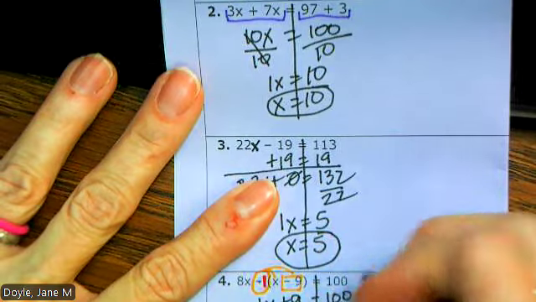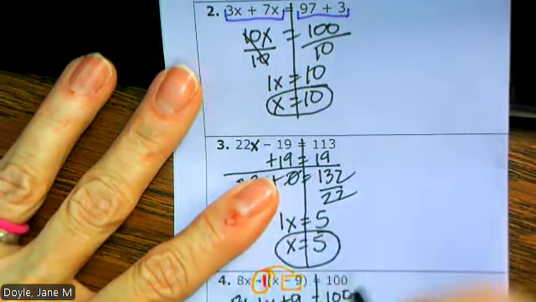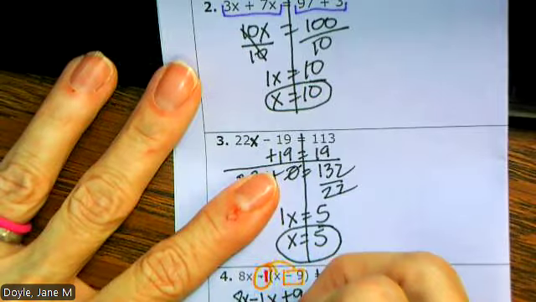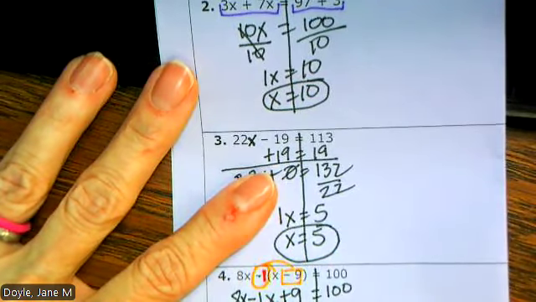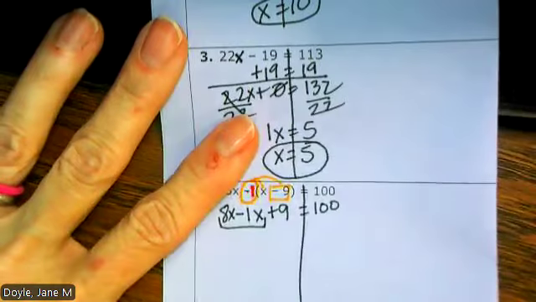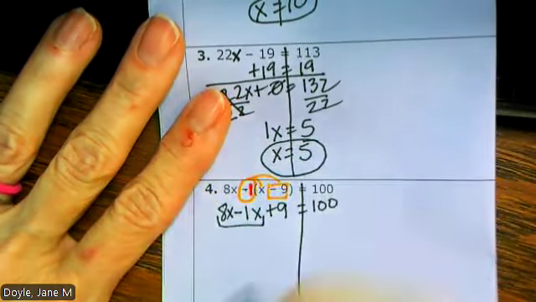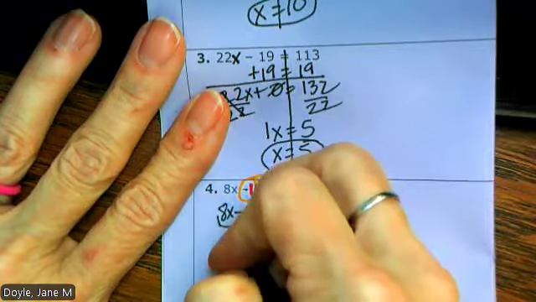Everything else comes down. Okay, next thing that happens is you have like terms right next to each other right there. And if they're like terms and they're on the same side, you just combine them. So 8 minus 1 gives us 7x.